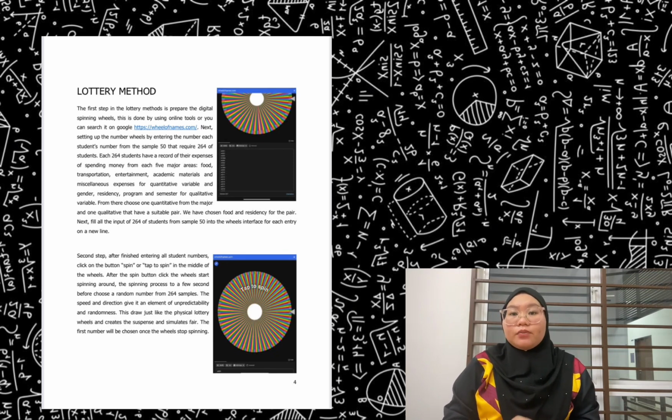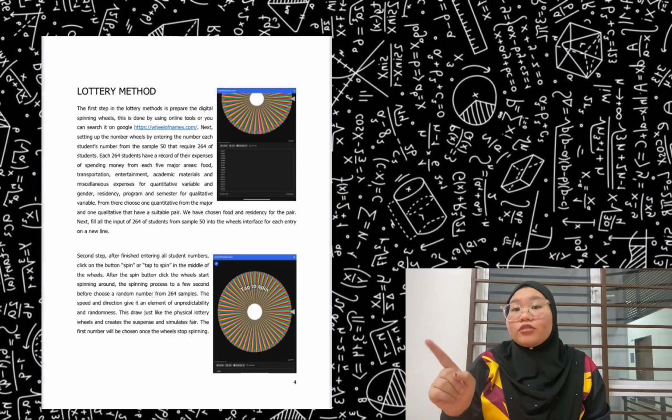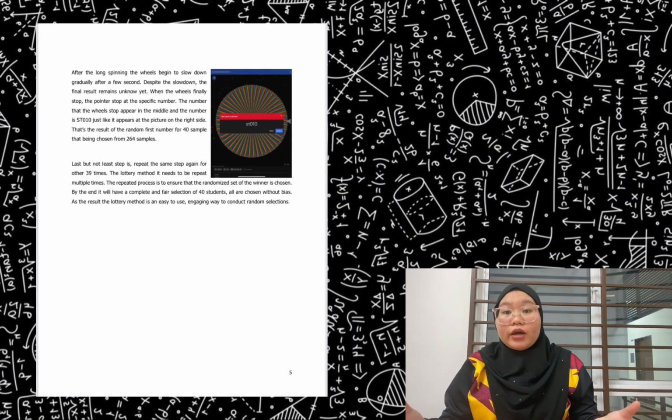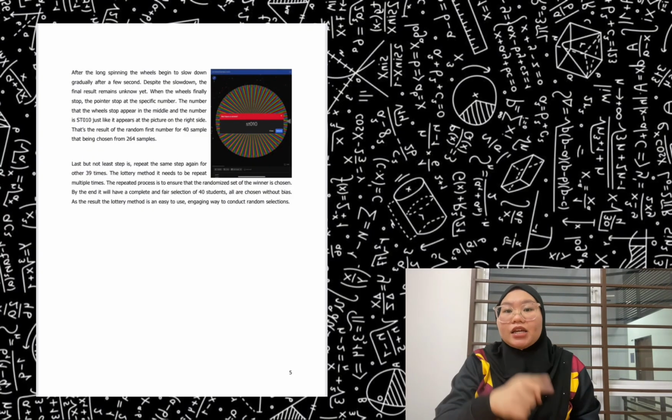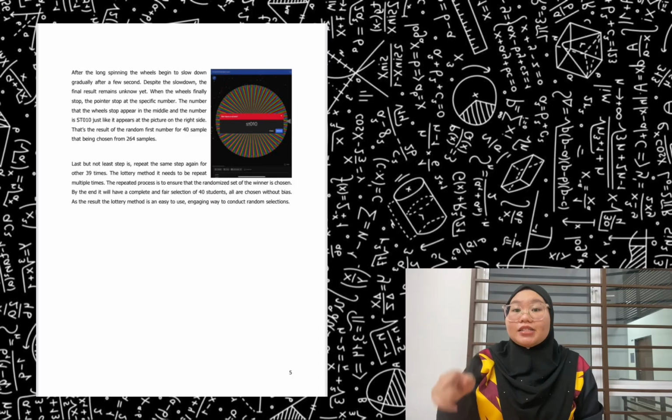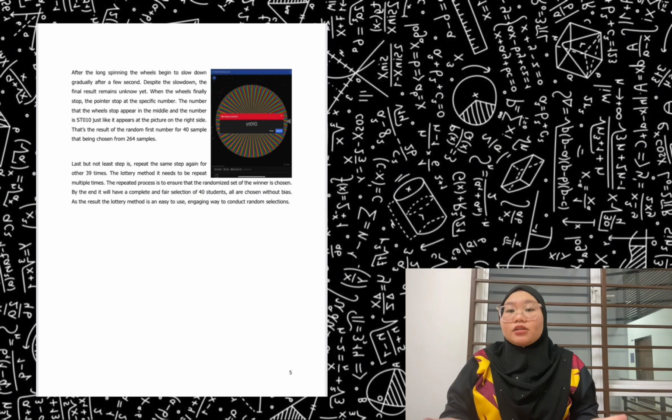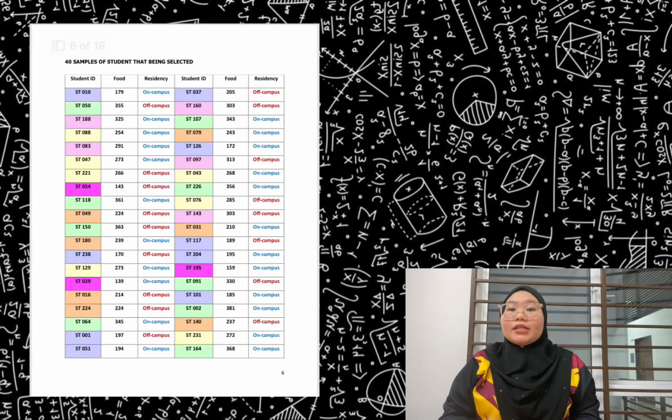We click the spin button and the wheel starts spinning quickly, creating suspense and simulating a fair draw, just like a real-life lottery system. The spinning introduces unpredictability, ensuring the process remains random and unbiased. Once the wheel slows down and stops at a student number, it's selected. As shown in the image, the selected number here is ST010. This is our first selected sample out of 40 students. The selection is clearly displayed in the middle of the wheel, giving us full transparency.